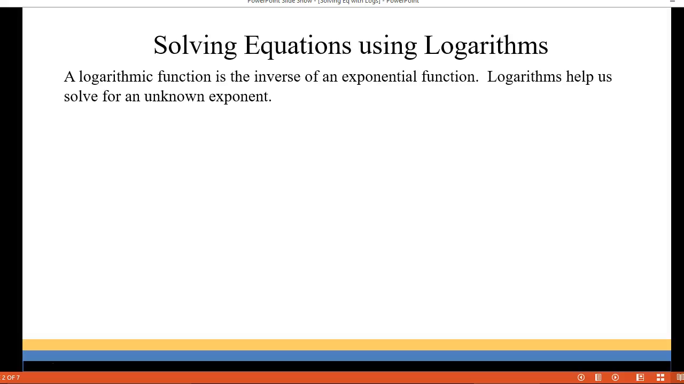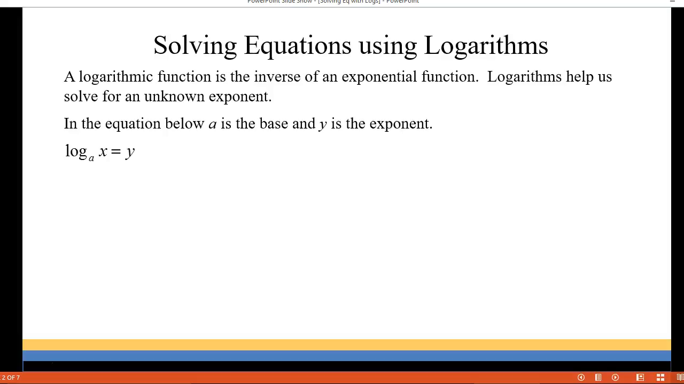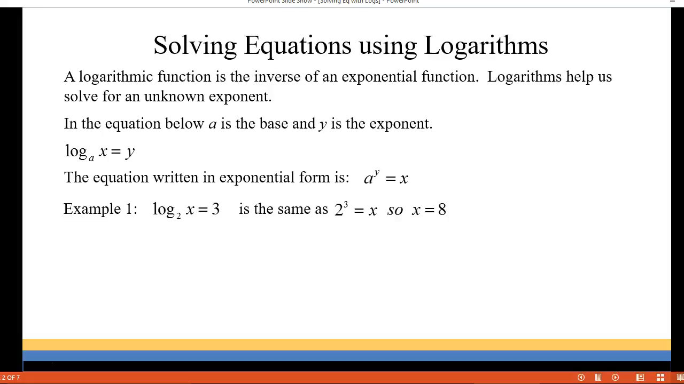A logarithmic function is the inverse of an exponential function. Logarithms help us to solve for an unknown exponent. In the equation below, a is the base and y is the exponent. So if we rewrite that in exponential form, we get a to the y equals x. For example, if you're given log base 2 of x equals 3, that's the same as writing 2 to the third equals x. So x must be 8.